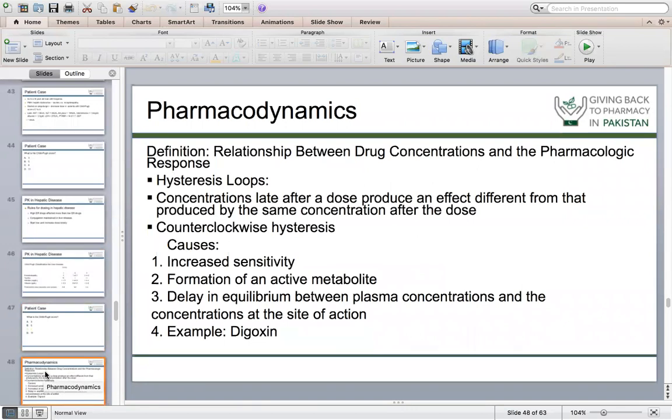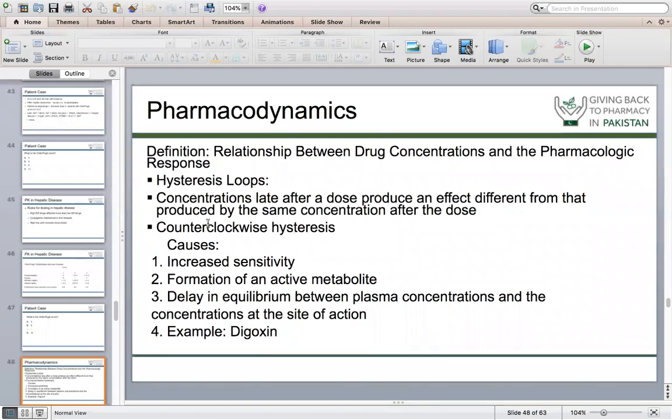Now, moving on to pharmacodynamics. So what is pharmacodynamics? We all know this: the relationship between drug concentrations and the pharmacological response. Another concept you can be tested on in the exam is hysteresis loops. What is this? The concentrations late after a dose produce an effect different from that produced by the same concentration early after the dose.